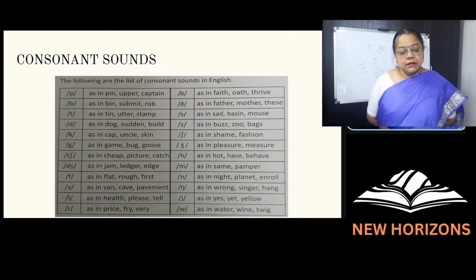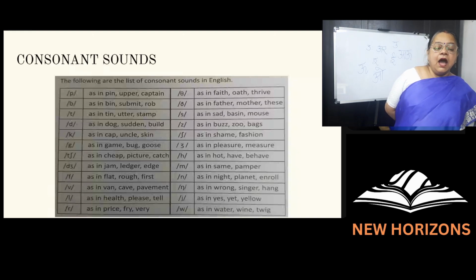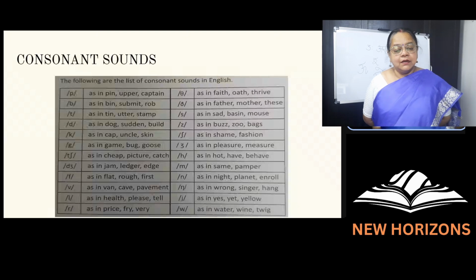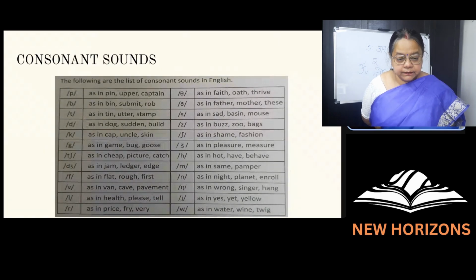The second one, can somebody tell? Ba. Very good. Bin, submit, rob. Next, T. Ta. Very good. Tin, utter, stamp. Fourth one, D. Da, the Hindi da. Dog, sudden, build.